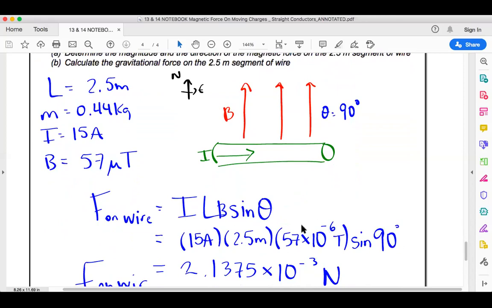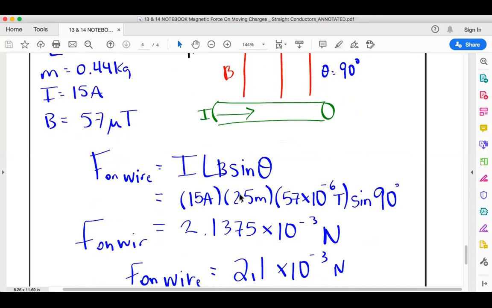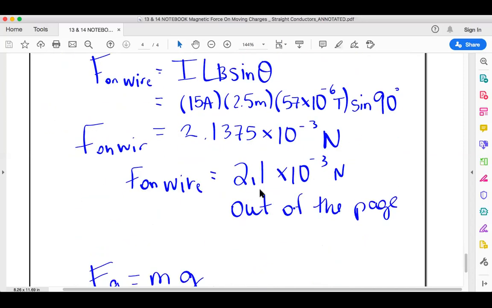Now notice micro Tesla is not an SI unit, so we have to convert micro to Tesla by multiplying by 10 to the minus 6. Then it says that the pole is vertical and the magnetic field is due east, so up is 90 degrees to east, so we know theta, and we can put in sine 90, which we know is 1. So 15 amps times 2.5 meters times 57 times 10 to the minus 6 Tesla, we get a force on the wire. Round to 2 sig figs.